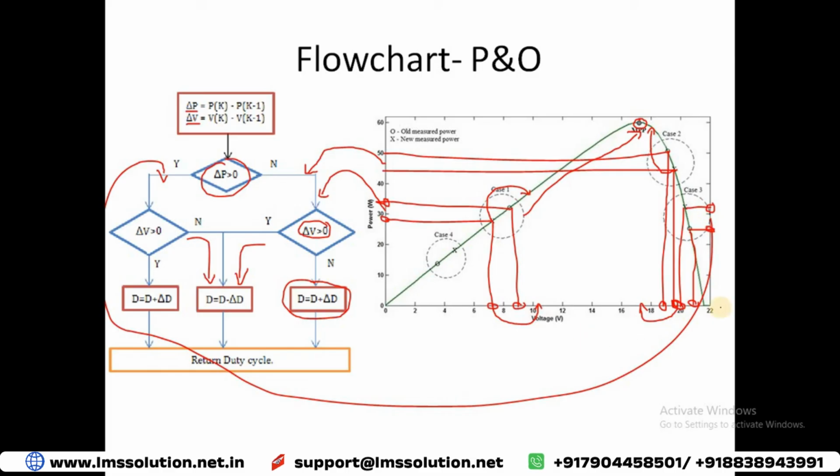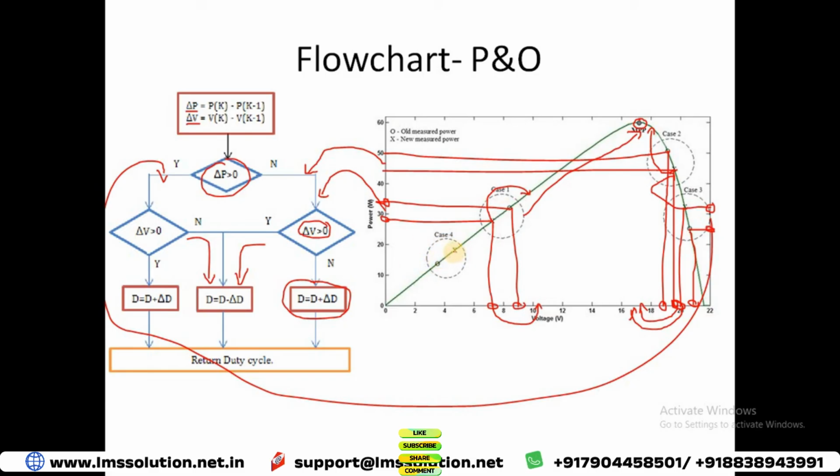If you decrease the duty cycle, the voltage will be shifted from this point to this point. Based upon the duty cycle, the voltage will decrease. That's why we can increase the power level from this point to some other point in this curve. That means you have to move the power level point towards the maximum power point of the solar PV. Next you have to consider case 4.